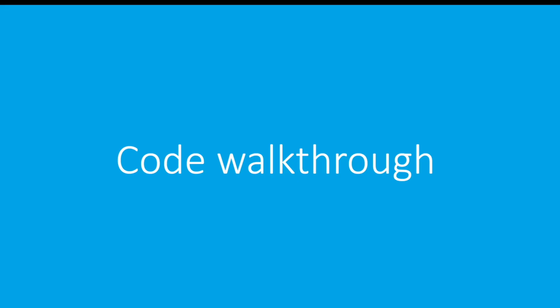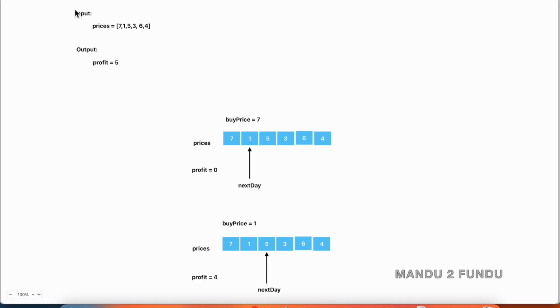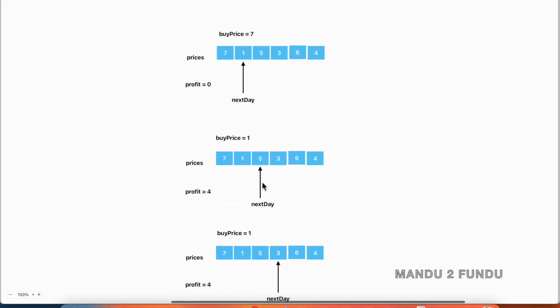Let's do the code walkthrough with sample input. I'm using this input for the code walkthrough. Initially the buy price is set to the first day price, which is 7, and then the profit is set to 0, and the next day index is starting from 1. Now we compare the price pointed by the next day with the current buy price. 1 minus 7 is minus 6, so we lose money. So we simply update the buy price to whatever the next day price is, and then we advance the next day index to point to this. That is what we are seeing in this second iteration.